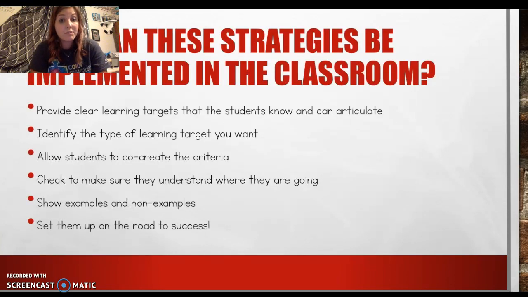So overall, how can we use these strategies? Provide clear learning targets, allow students to co-create, give them more ownership, give them good and bad examples, and set them up for the road to success.